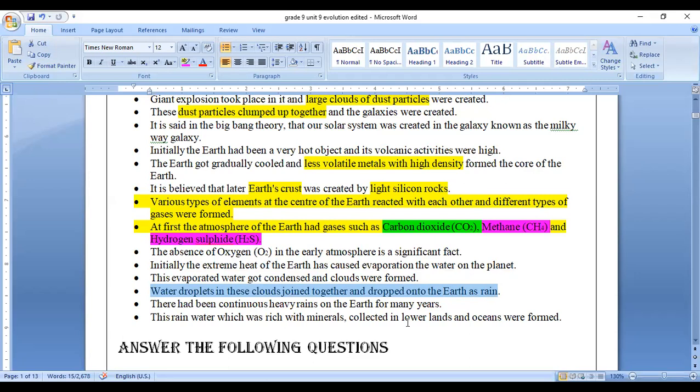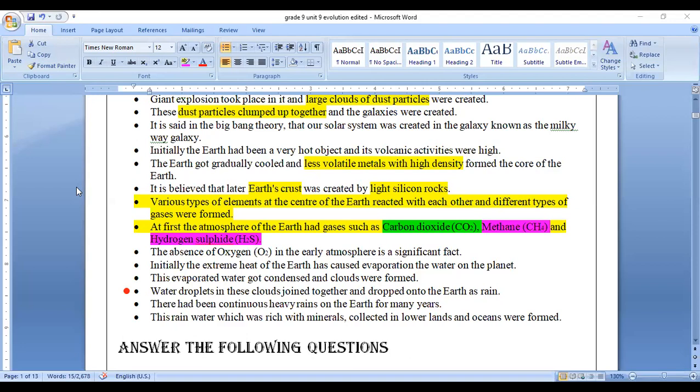Before raining, there was no ocean, only land. To create this ocean, you know how big the ocean of the world is, right? So to create this ocean, how many years would it be raining? Billions of years? Okay, millions of years, not billions. Several millions of years it was raining.